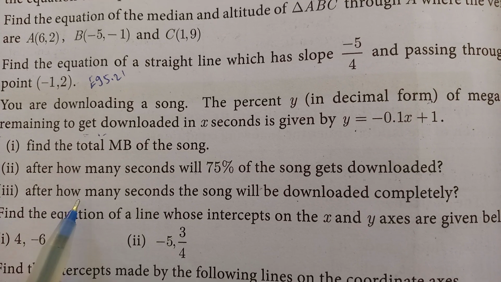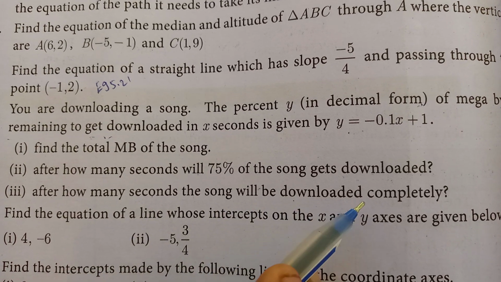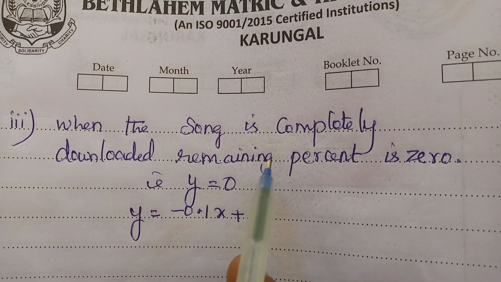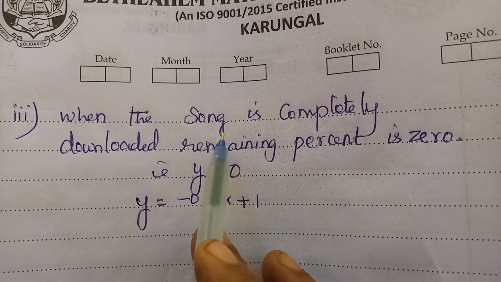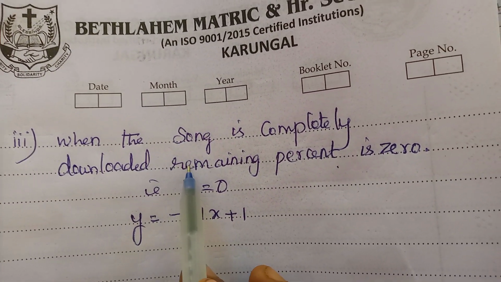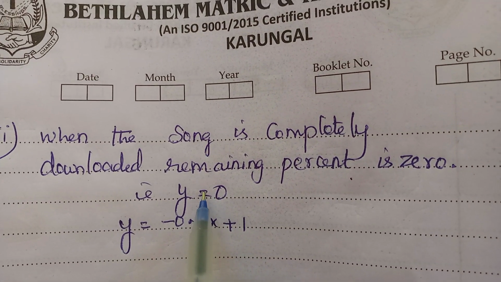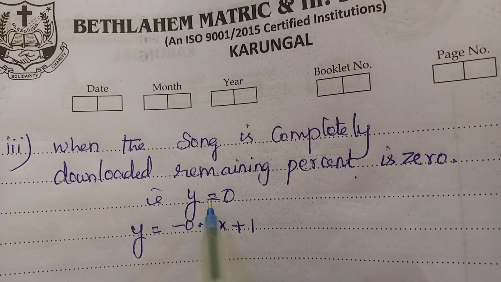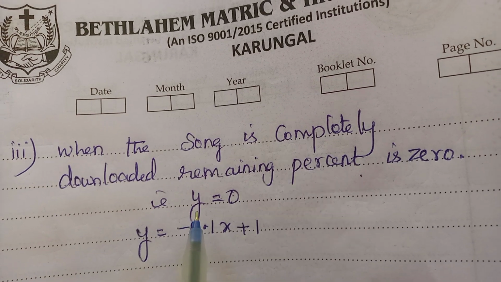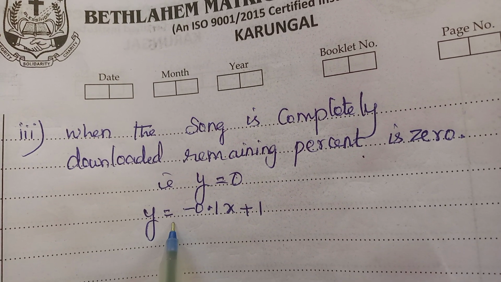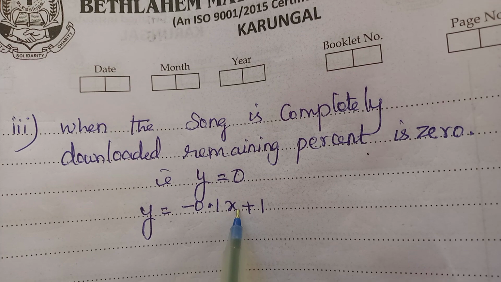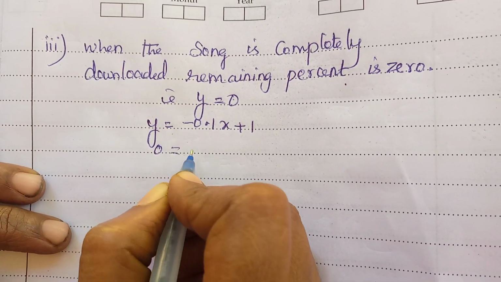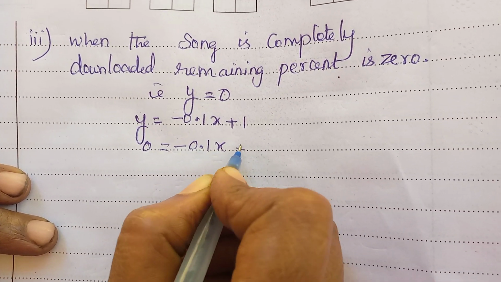The third subdivision is, after how many seconds the song will be downloaded completely. When the song is completely downloaded, the remaining percent will be 0. Completely means remaining will be 0. So the percentage here is y, so y is equal to 0. The given equation is y is equal to minus 0.1x plus 1. Here the y value is 0. So 0 equal to minus 0.1 into x plus 1.